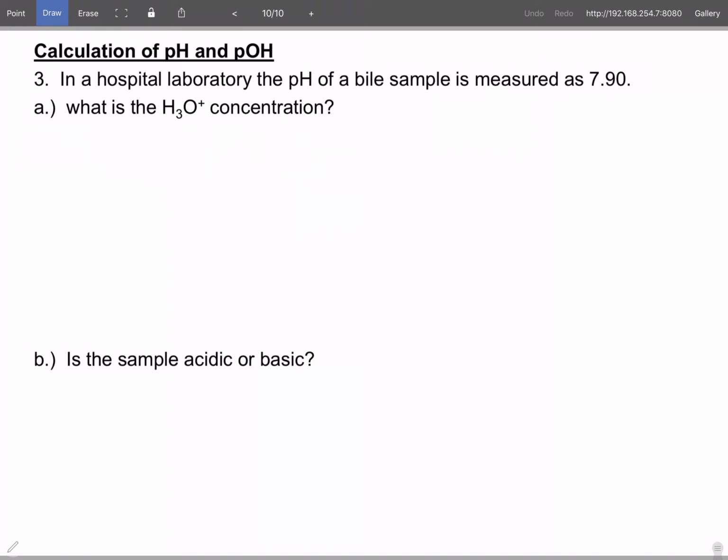Now, here's another one. In a hospital laboratory, the pH of a bile sample is measured at 7.90. I'm going to skip to B real quick. Is this sample acidic or basic? If you guessed basic, you're right. Because remember, basic is where the pH is greater than 7. So we're good there. Now let me show you a trick for this one. What is the hydronium ion concentration? Now there are a couple ways to do this. The hydronium ion concentration times the hydroxide ion concentration is equal to Kw. That's one way. But watch how we do this.